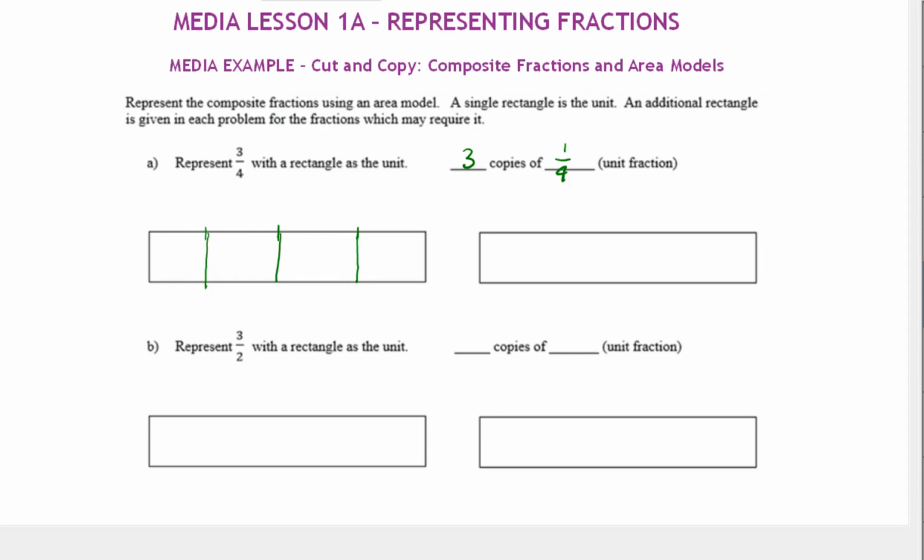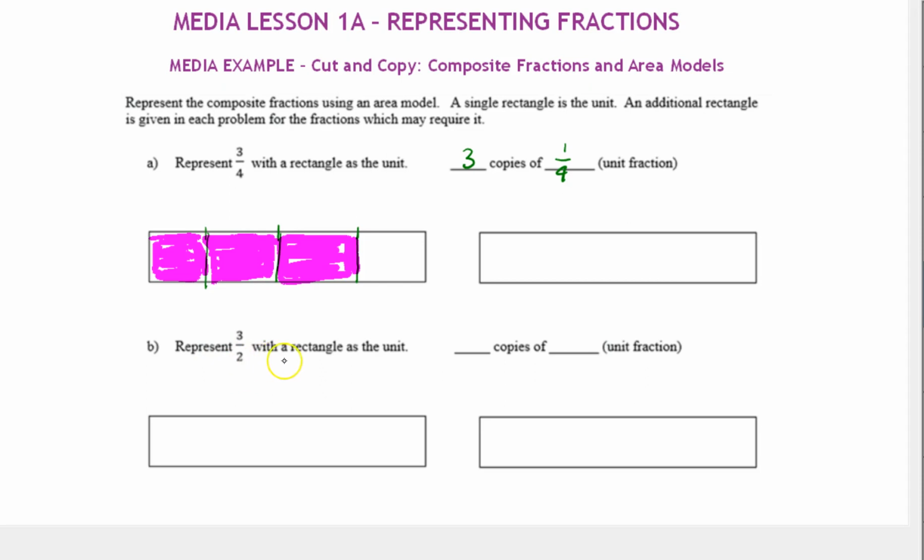So we want 3 copies of 1/4. So there's our first copy. There's our second. Now, shade these in. Your paper is smaller than mine, but this should be completely shaded. And this represents 3/4 of this unit rectangle. Let's look at the next one.